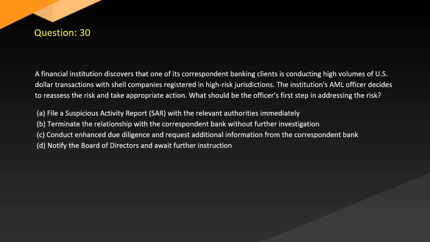Question 30. A financial institution discovers that one of its correspondent banking clients is conducting high volumes of US dollar transactions with shell companies registered in high-risk jurisdictions. The institution's AML officer decides to reassess the risk and take appropriate action. What should be the officer's first step in addressing the risk? A. File a suspicious activity report, SAR, with the relevant authorities immediately. B. Terminate the relationship with the correspondent bank without further investigation. C. Conduct enhanced due diligence and request additional information from the correspondent bank. D. Notify the board of directors and await further instruction.